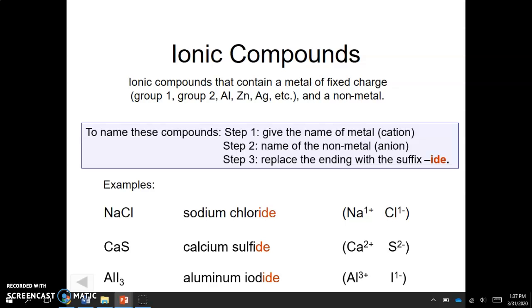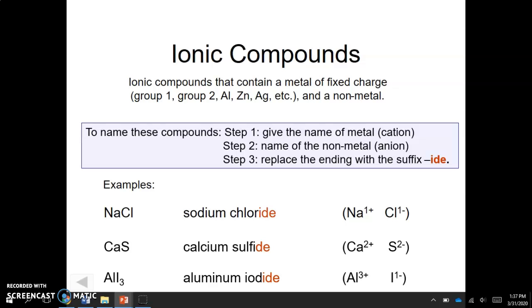Okay, step 2, naming the nonmetal. It's I, so it's iodine. But we have to drop the last part of that iodine and change it to an ide. So instead of being aluminum iodine, it's aluminum iodide. These are the 3 steps that you're going to follow each time you name an ionic compound.